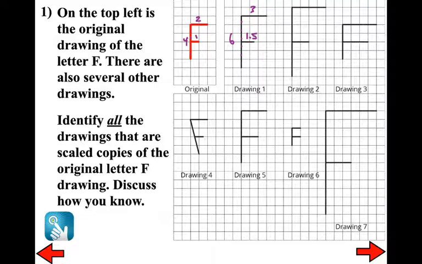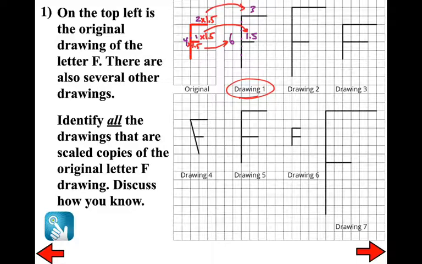And let me change pen colors here. If we multiplied this by 1.5, 1 by 1.5, we get this. If we multiply this by 1.5, we get this. And if we multiply this by 1.5, we get this. So what that means is that drawing 1 is definitely a scaled copy of the original letter F. And that's kind of how we have to go about doing this sort of thing.